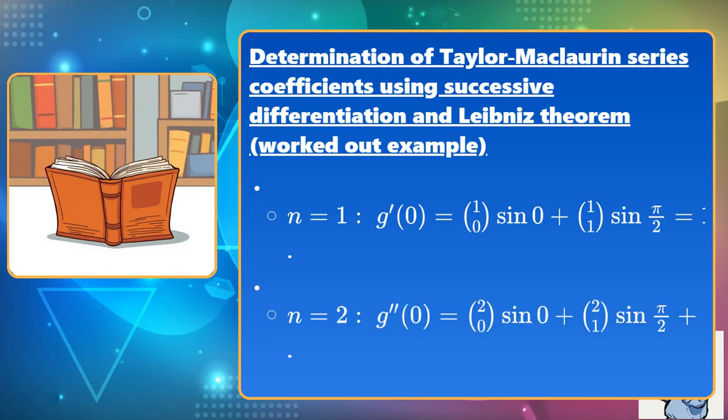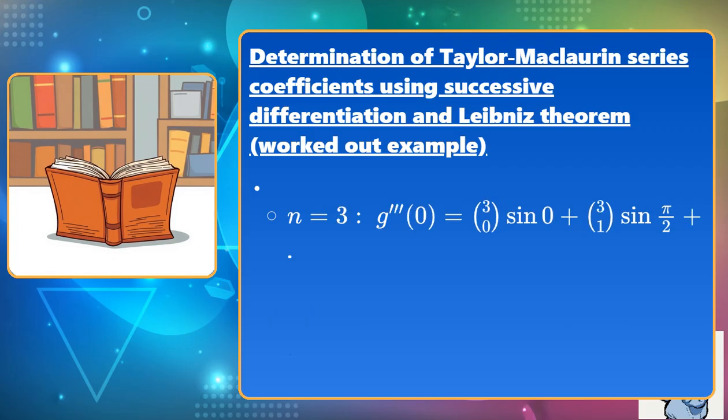N equals 2, g double prime of 0 equals binomial 2 0 times sin 0 plus binomial 2 1 times sin pi over 2 plus binomial 2 2 times sin pi equals 2. N equals 3. G triple prime of 0 equals binomial 3 0 times sin 0 plus binomial 3 1 times sin pi over 2 plus binomial 3 2 times sin pi plus binomial 3 3 times sin 3 pi over 2 equals 3 minus 1 equals 2.